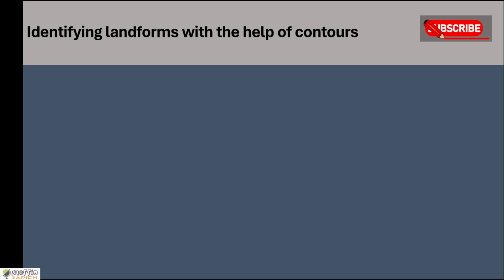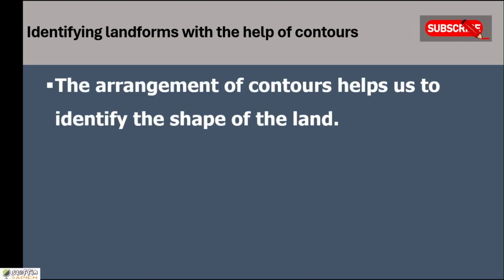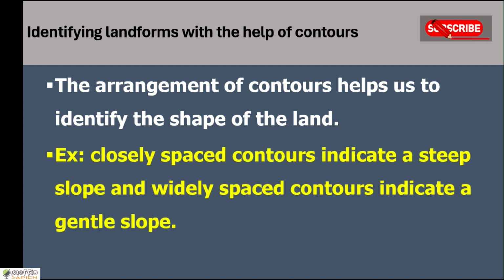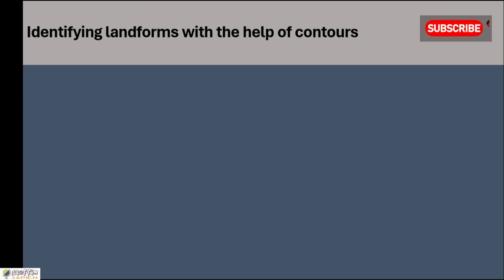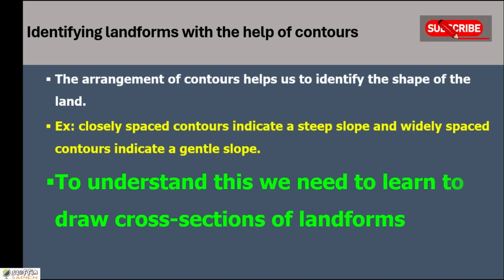Identifying landforms with the help of contours. The arrangement of contours helps us to identify the shape of the land. As I told you already, closely spaced contours indicate steep slope and widely spaced contours indicate gentle slope. And to understand this, sometimes we will have to draw cross sections along the contour map. Drawing cross sections of landforms will help us to identify the actual shape of the landform.